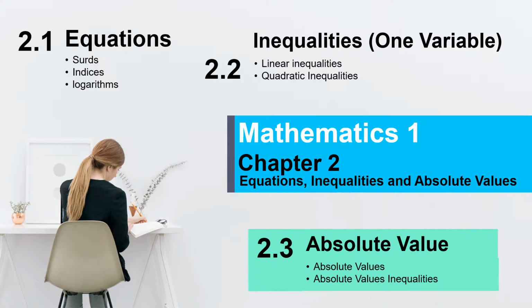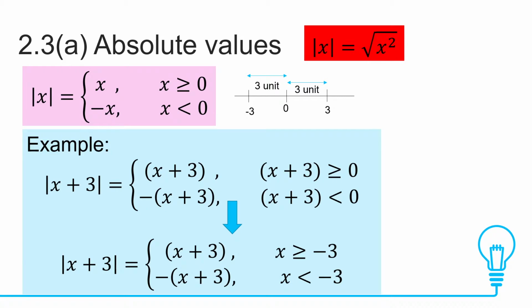In this video, we are going to discuss chapter 2.3 Absolute Value. In absolute value, we have two elements. One is absolute value equations. Another one is absolute inequalities. Okay, so we look at absolute values in the form of equations. Before that, we're going to give the definition of the absolute value.